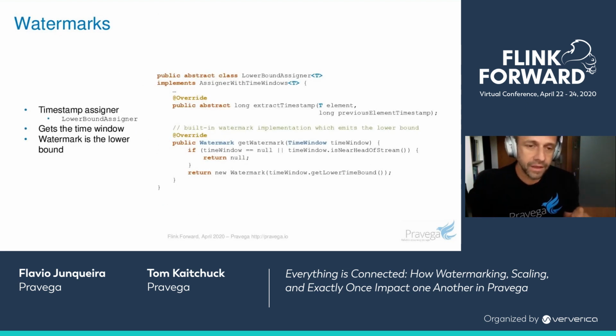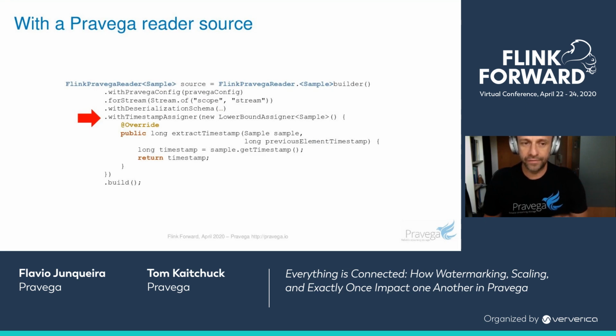In the connector, we implemented a lower bound assigner. That lower bound assigner extracts a watermark by taking the lower time bounds from the time window. So it periodically requests the time window and takes the lower bound and makes it the watermark. And to use that in a Flink job, we make a call to the timestamp assigner, adding the lower bound assigner, and implementing a method to extract the timestamp. So you still need to extract the timestamp. In this case, I'm assuming that the samples I'm processing have a field that is a timestamp, and so you just return that.